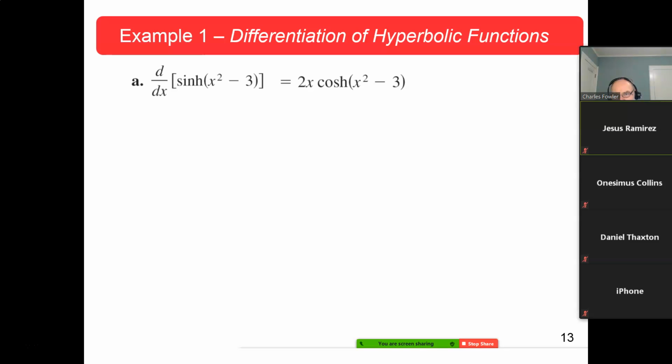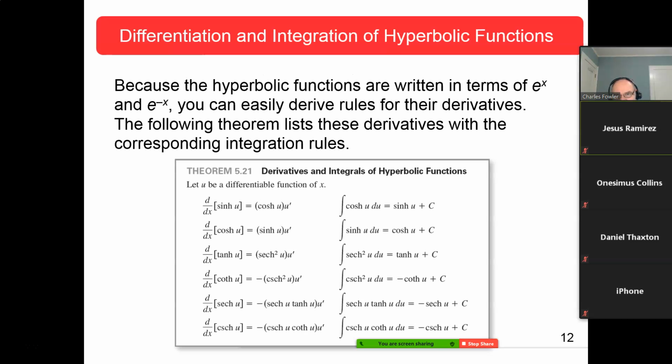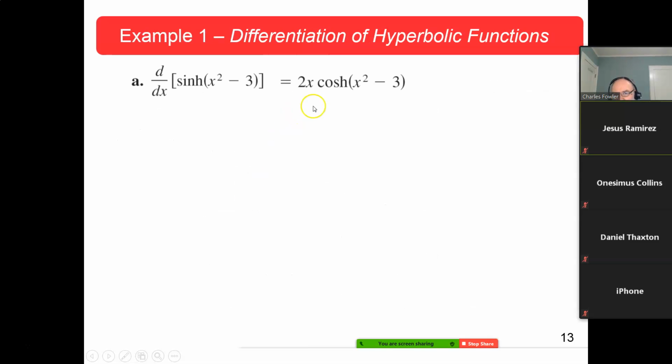This is the derivative of hyperbolic sine of x squared minus 3. Okay, actually this table is a derivative of hyperbolic sine of x squared plus 3 would be hyperbolic cosine of x squared plus 3 times 2x. It's just simply the chain rule, and that's what you get here too. Do you see that? You use the chain rule just like you do in anything else. It's just that you use that the derivative of hyperbolic sine is hyperbolic cosine.